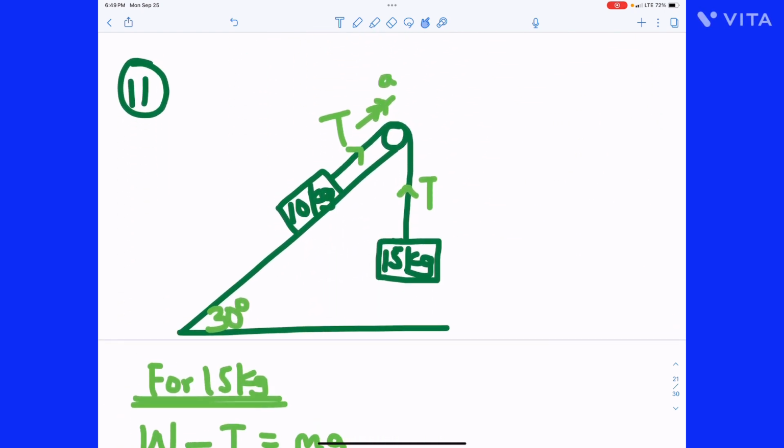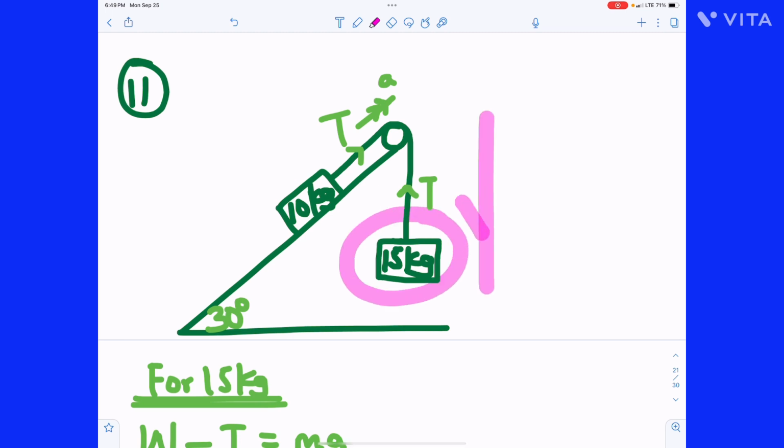In question 11, two boxes 15 kg and 10 kg are connected around a smooth pulley on an inclined plane as shown in the diagram here. The question says we should find the acceleration of the system. This is very simple. 15 kg is heavy, 10 kg is lighter. So that means 15 kg will pull down 10 kg.